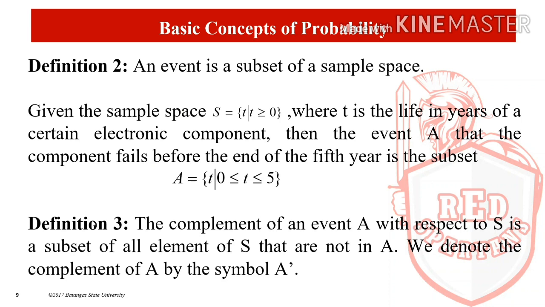The next, definition 3: the complement of an event A with respect to S is the subset of all elements of S that are not in A. We denote the complement of A by the symbol A prime.